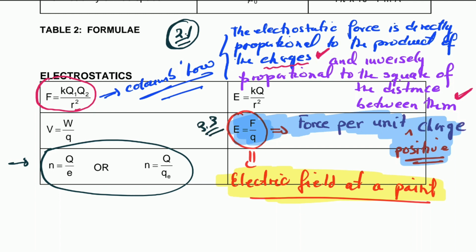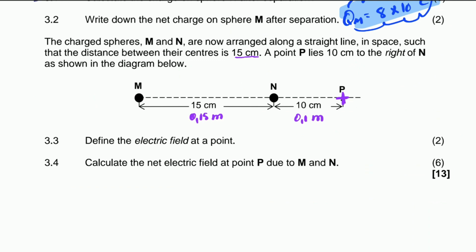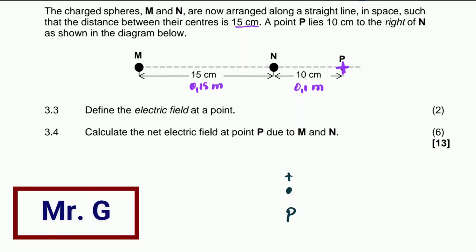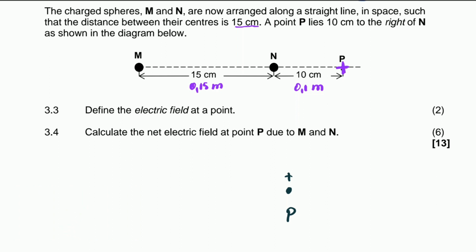So we carry on. Question 3.4. Calculate the net electric field at point P due to M and N. So let's see what is happening at point P. Now at point P, here is going to be point P. This one is point P, and remember, point P is a positive point. Okay, now both charges are having an effect on point P. So the electric field at P is different for M and is different for N.